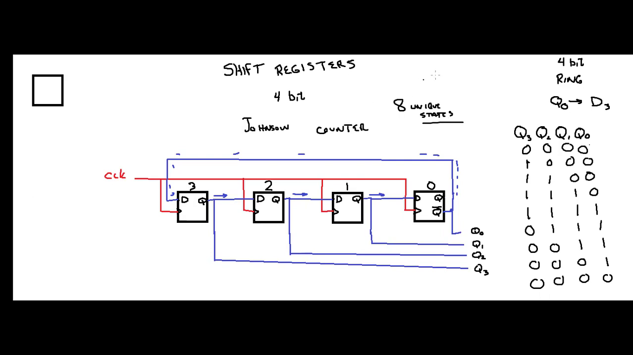So let me just write this down, the specifics for this one. So for a 4-bit Johnson, what do we connect? It's going to be Q0 bar is connected to D3. Get it? That's what we just did.